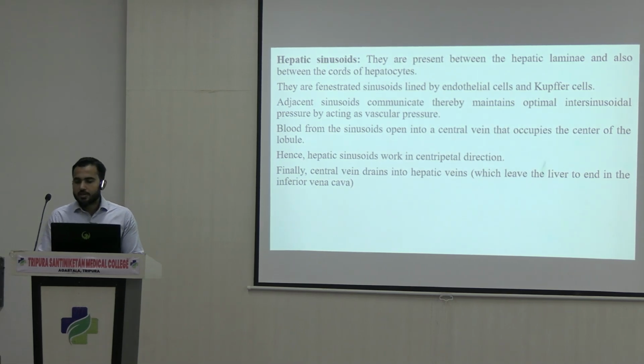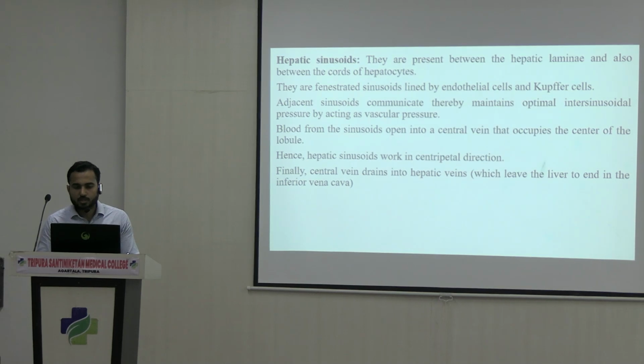So hepatic sinusoids, as I have mentioned, are present between the hepatic laminae and also between the cords of the hepatocytes. Okay, so hepatic laminae means the layers of hepatocyte cells which are present. In between that, the sinusoid which is present is called hepatic sinusoid.